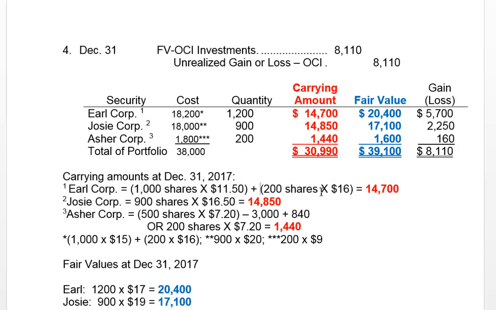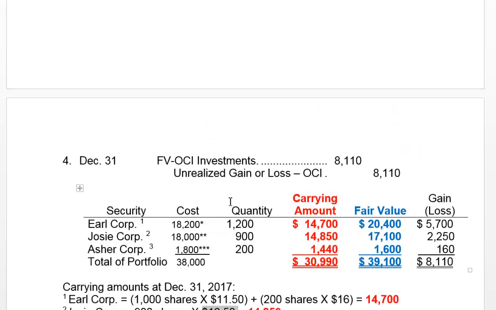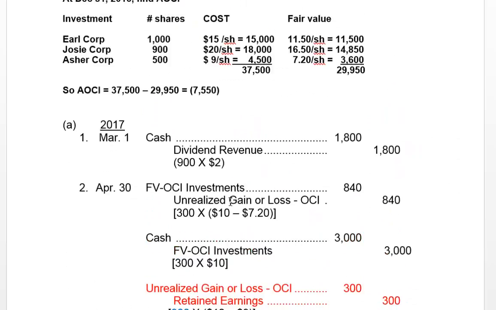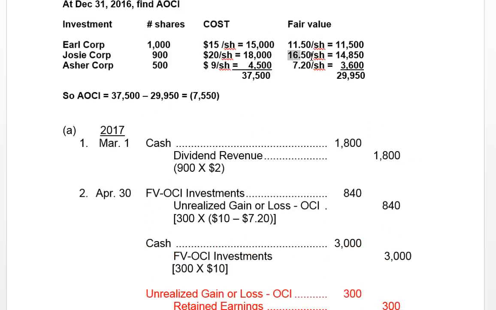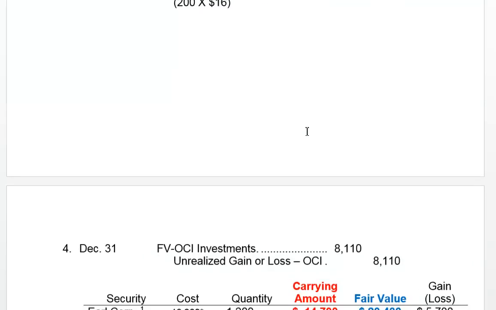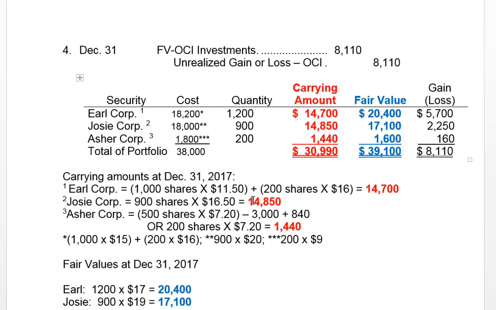And I've got 200 sitting at what I paid for them this year in 2017. So I've got $14,700 in carrying value. The Josie shares, I've got 900 shares, and the most recent fair value that I've assessed for it, which is the carrying amount, is $16.50. Go back to the end of 2016. You adjusted them to $16.50 a share. So now if I do the math, I've got $14,850.